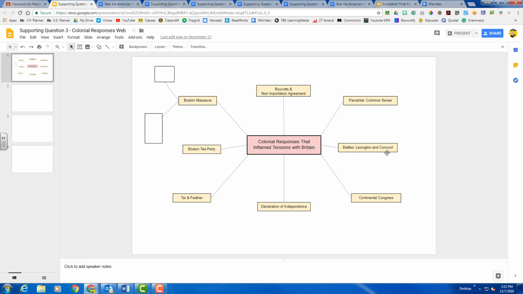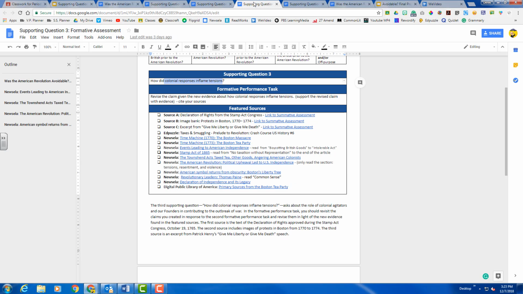And I also said, if you really want to hit that 4, you should probably do the Daughters of Liberty, Sons of Liberty. You could also do the Committee of Correspondence. You could also do the Stamp Act Congress. All these things had to do with tensions. Either you think they did or did not increase tensions between the British and the colonists. In this way, the colonists inflamed the tensions. So you'd want to make sure you would talk about all of these different events in here. Okay? So that is supporting question 3 here.